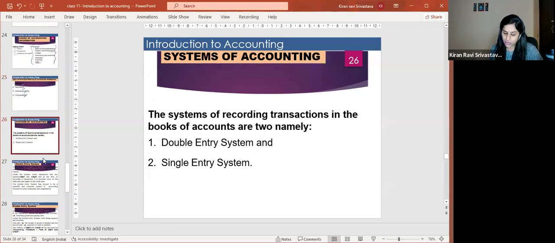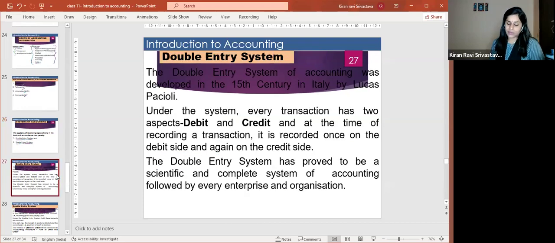There are 2 systems of accounting. The systems of recording transactions in the books of accounts are of 2 types. One is the double entry system and the second is the single entry system. This is just a name. Now, what is the double entry system? The double entry system of accounting was developed in the 15th century in Italy by Fra Luca Pacioli. I have already told the name. Under this system, every transaction has two aspects, debit and credit. At the time of recording a transaction, it is recorded once on the debit side and a second time on the credit side. The double entry system has proved to be a scientific and complete system of accounting, followed by every enterprise and organization.